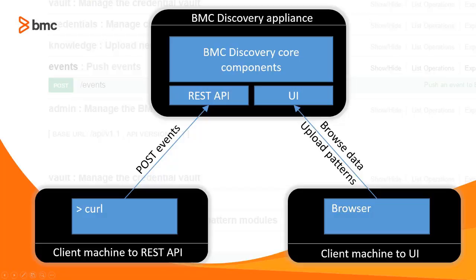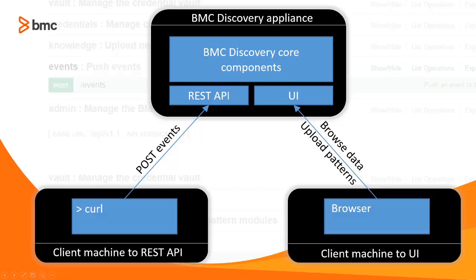Now, at the bottom right, we have a client machine. And this is just running my browser. This is the same as any of your users inside your premises that are connecting using their browser on their workstation to the BMC Discovery instance. And through the user interface in that browser, you can browse around all the data that we've discovered. And also in this demo, we'll see how you can use the user interface to upload patterns.